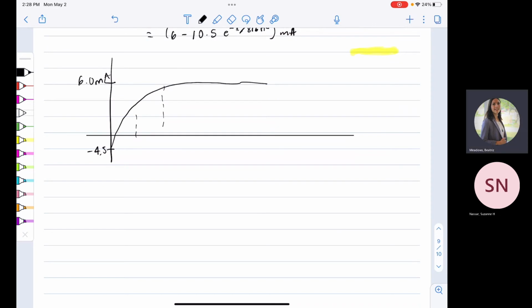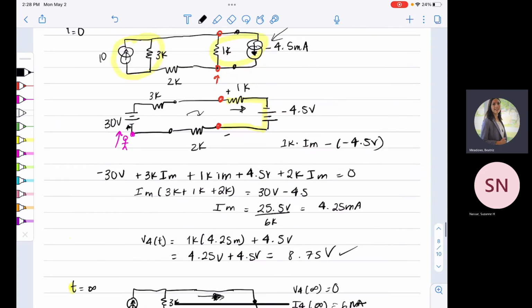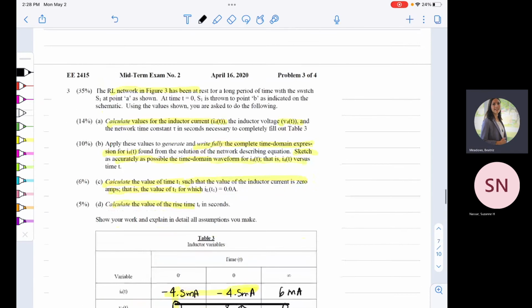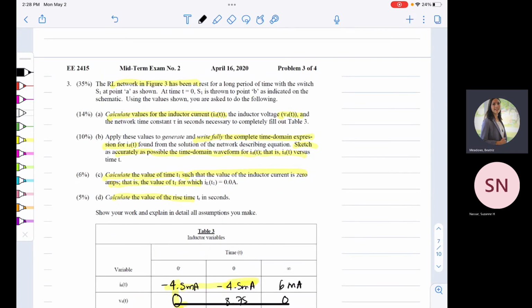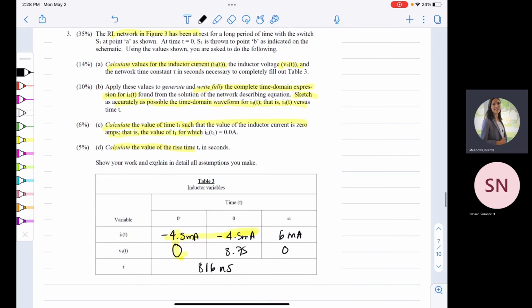Okay, so part C, because this problem was easier than Suzanne's problem, this has more parts, okay? And you have more time for your final. That means he has more time to give you questions. So part C is calculate the value of T1 such that the value of the inductor current is 0 amps. That is the value of T1 for which I_L(T1) equals 0.